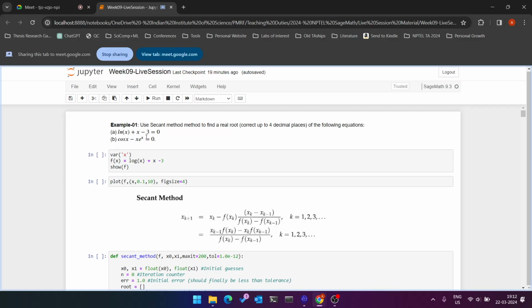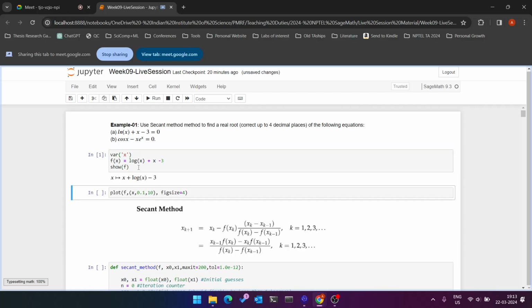The first equation is log of x plus x minus 3 going to 0. So we'll first define the equation as an expression f of x. Before that, we'll be specifying the variable x just to keep up with the nice practice that we have. f of x equals log of x plus x minus 3. If I just show f, it will show me the map x going to x plus log x minus 3.